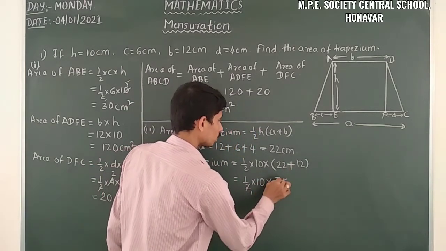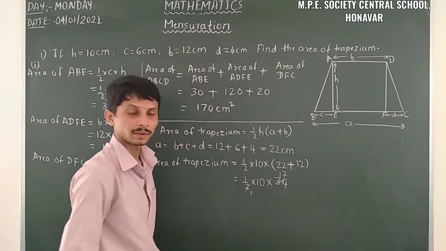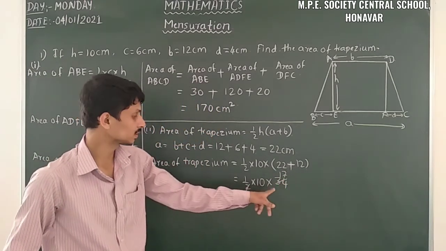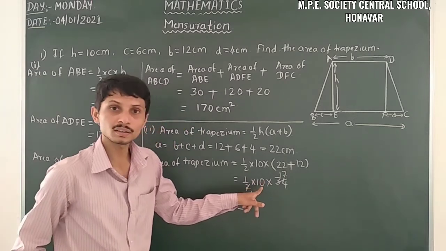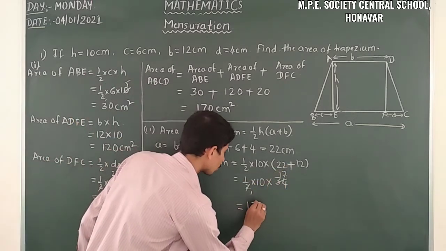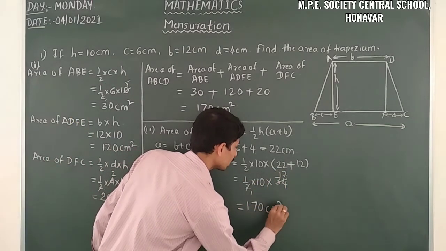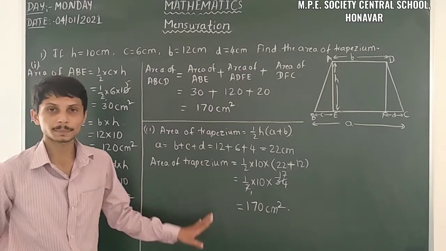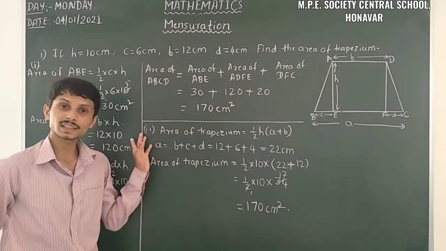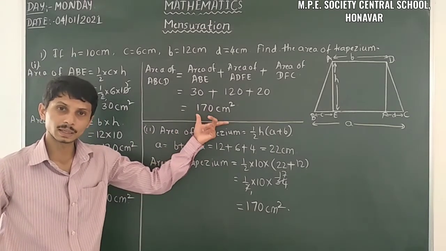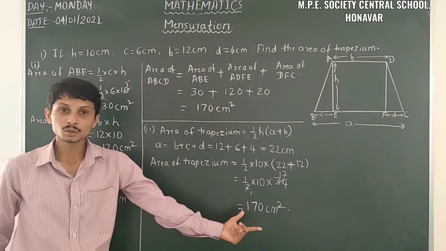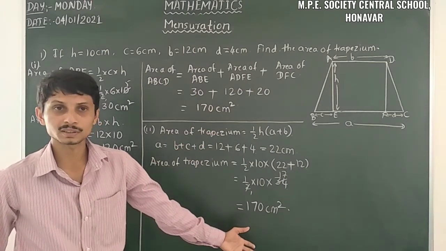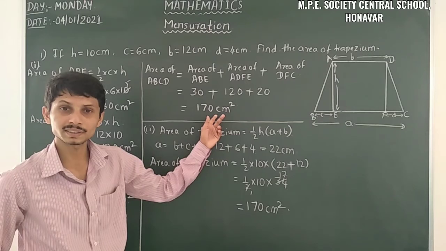2 into 17 is 34, so I just cancelled out like this. And here we have 17 into 10. 17 into 10 is equal to 170 centimeter square. That is the area of this trapezium. From this case we found that the area of the trapezium is equal to 170 centimeter square, and in the first case also we have 170 centimeter square.